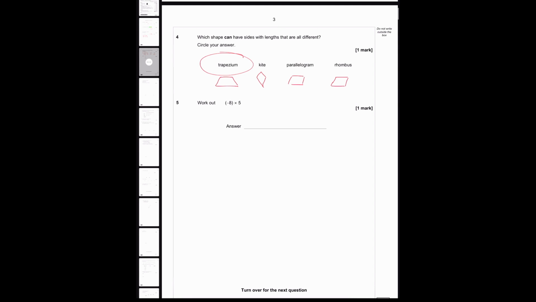For question 5, we are being asked to multiply minus 8 by 5. Firstly, a minus multiplied by a positive gives us a negative answer, so let's fill the sign in first. 8 times 5 gives us 40. That gives us our answer of minus 40.